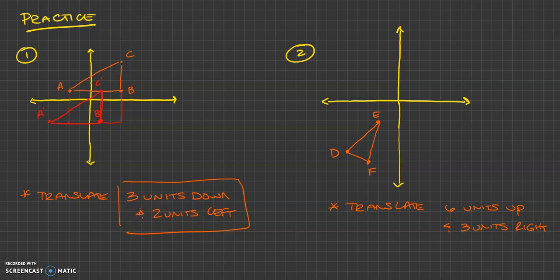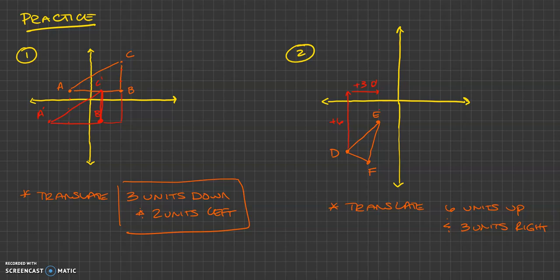Let's go ahead and try number 2. So in this case, we're going to translate 6 units up and 3 units to the right. So let's just start here and go 1, 2, 3, 4, 5, 6. And then 3 units to the right. And we go 3 units right. So plus 6, plus 3, and that is D prime.